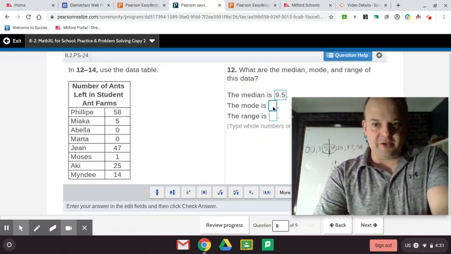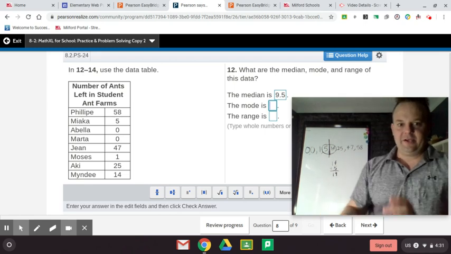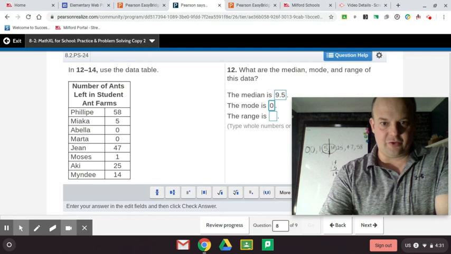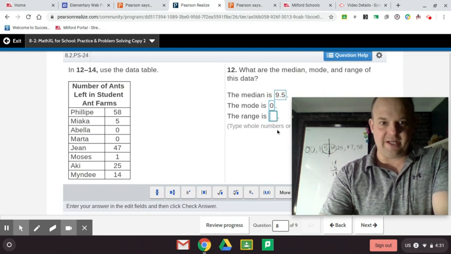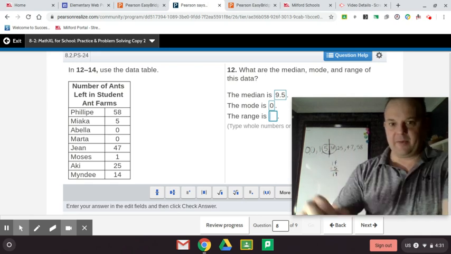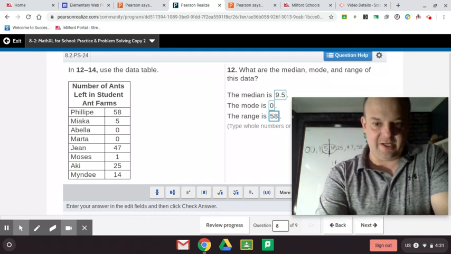The mode is the number that occurs most often. In this case, it's the 0. See, they're really drilling that in with us. And then the range is the maximum minus the minimum, 58 minus 0. Hey guys, that's 58.